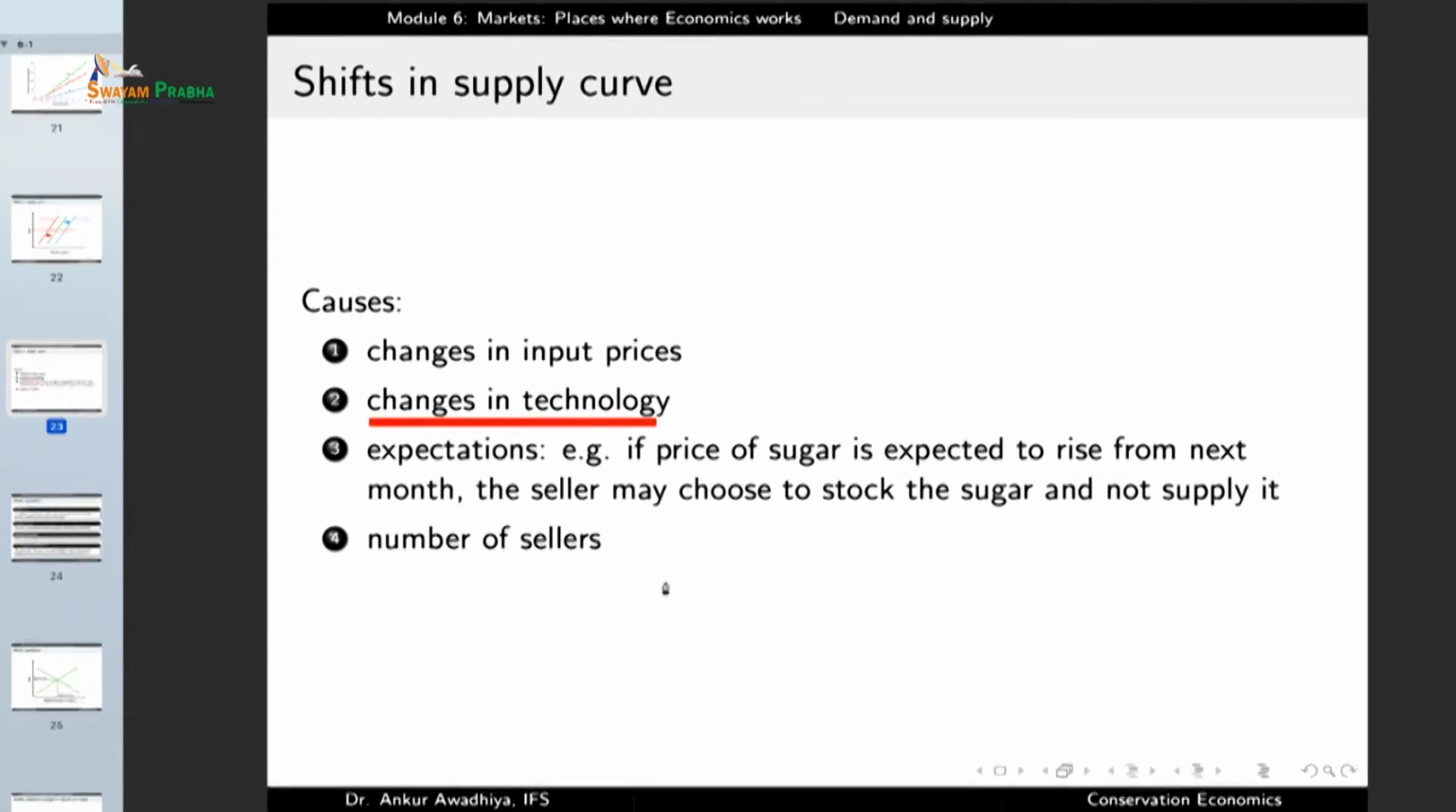Also, changes in expectations can lead to changes in the supply curve. So if the price of sugar is expected to rise from the next month, the seller may choose to stock the sugar and not supply it. So it is similar to the case of an increased taxation in petrol: if next month the price of petrol is going to go up, then each person would want to stock the petrol, and so the demand for petrol will go up.